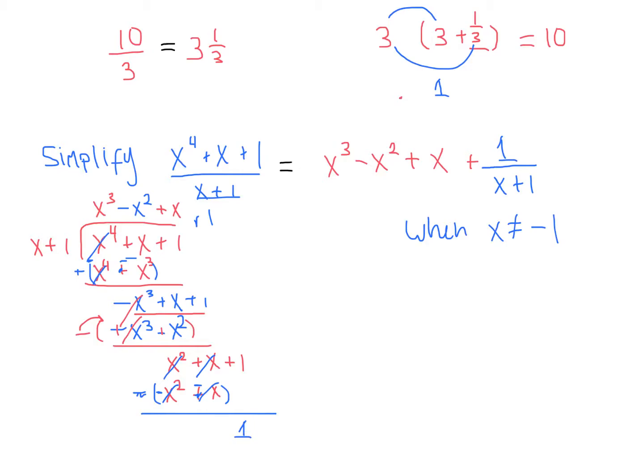Remember also that x plus 1 will only go into this x to the fourth plus x plus 1 evenly if it were a factor, right? If negative 1 were a root. And so when I get a remainder, I then know, of course, that I can't factor this in a way with x plus 1. Okay, so what we want to just really internalize is that if I can't factor the numerator of my rational expression, then I can still simplify by doing long division. Okay, so if I can factor, I factor. If I can't, I can simplify by doing long division.